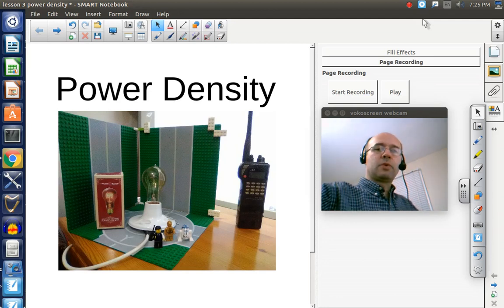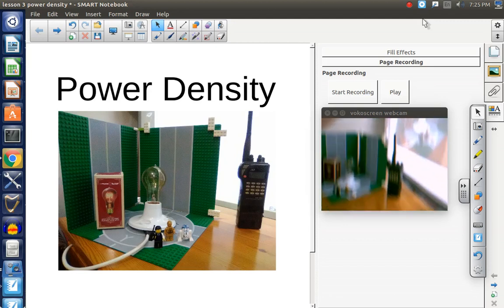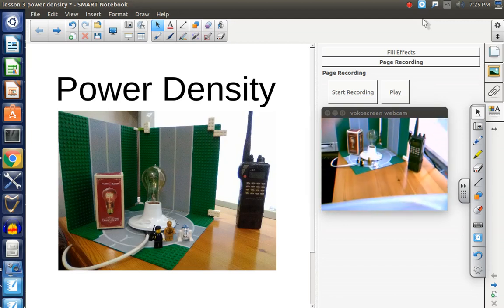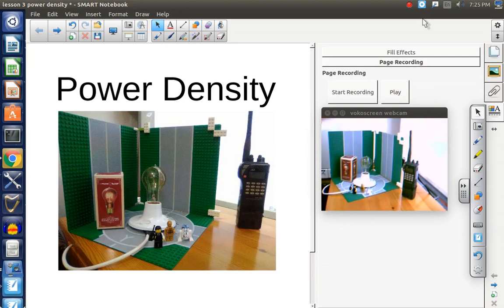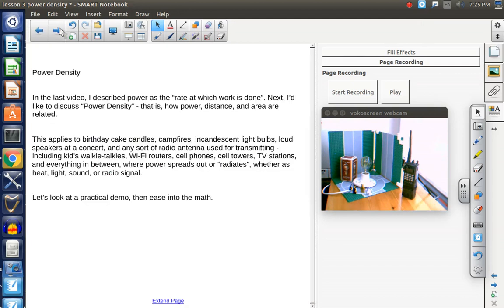Today I've got some helpers with me. Some Lego pieces, and I've put a lamp together, and hopefully these guys will help me explain power density to you. So, last video we described work and what work is, and the idea that power is the rate at which work is done. Today we're going to look at power density, how power, distance, and area are all interrelated.